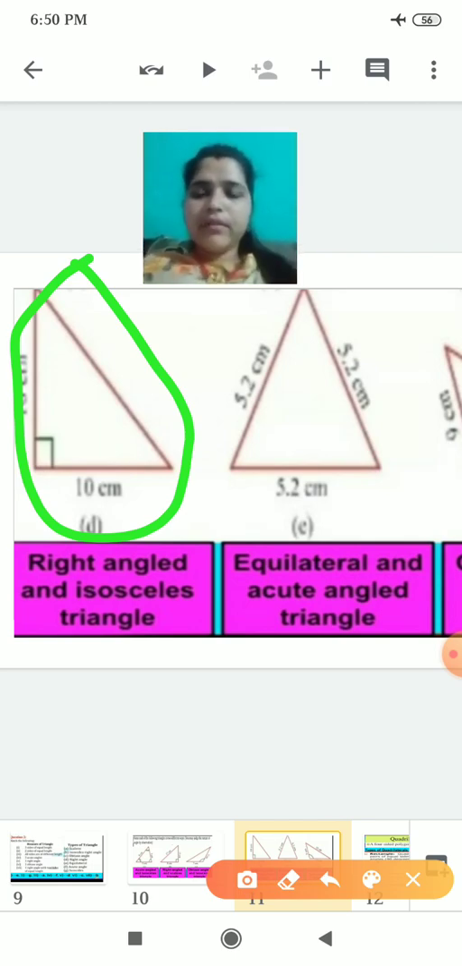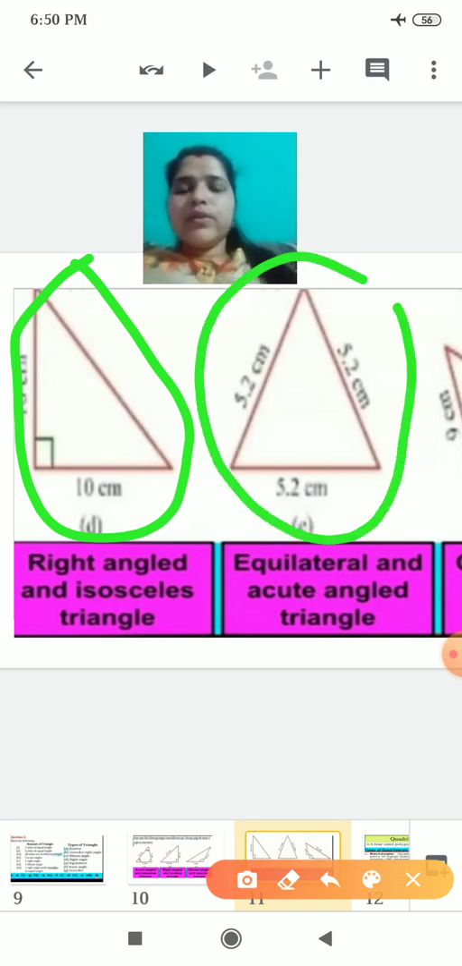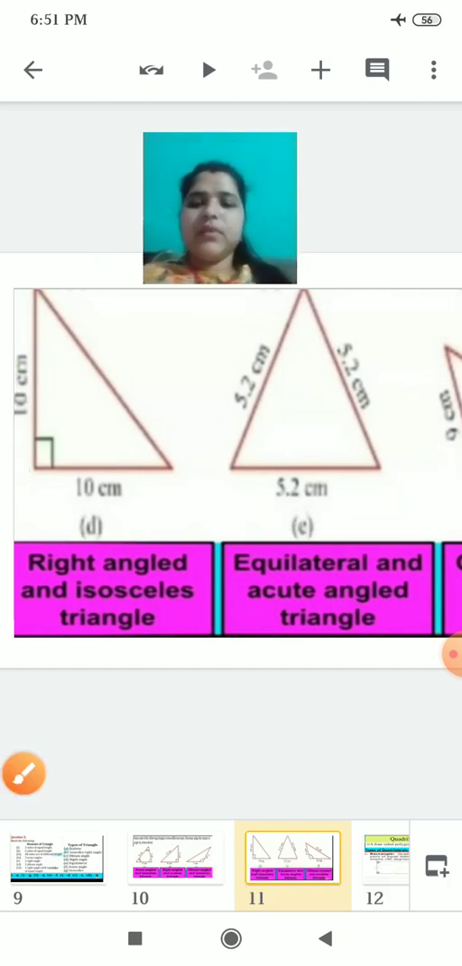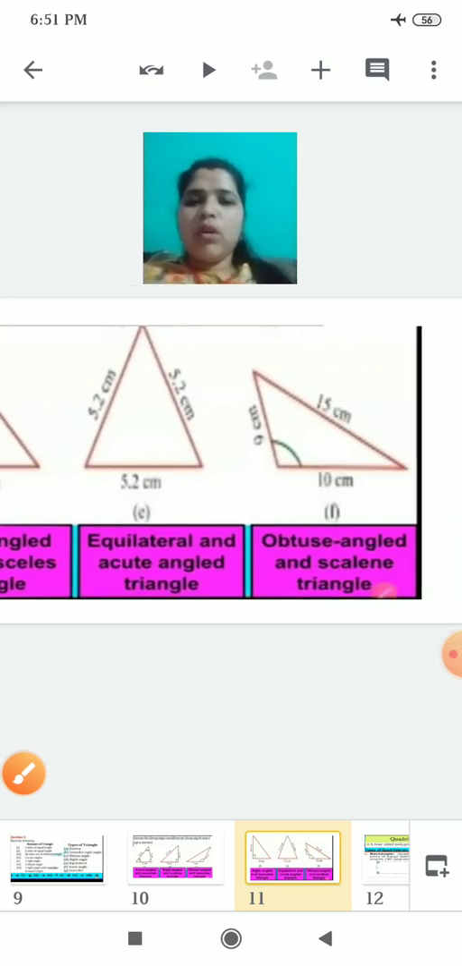Now we have this triangle. You can see that this is 5.2, 5.2, 5.2. All sides are equal. It means it is an equilateral triangle. Same way you can do all these questions.